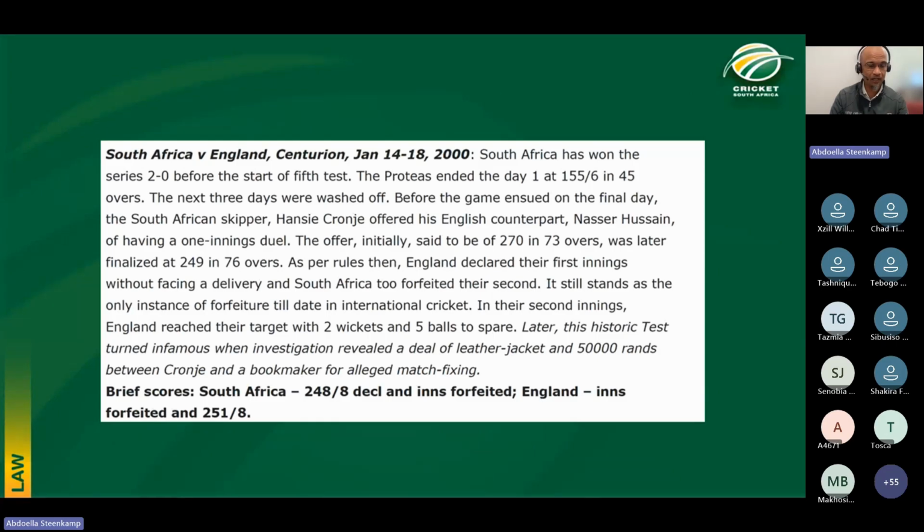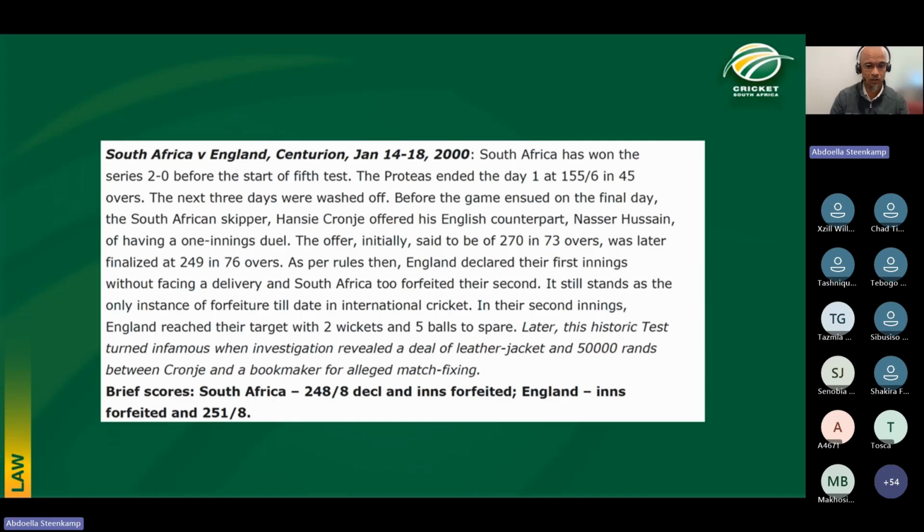In the previous slide, we covered the forfeiture of an innings. So far in Test match cricket, there's only been one forfeiture, and this happened in the year 2000 in a Test match between South Africa and England. Lots of rain around, and the then captain of England, Nasser Hussain, and the late Hansie Cronje was captain of South Africa at the time. They then had a discussion, and it was decided that South Africa would forfeit their second innings.